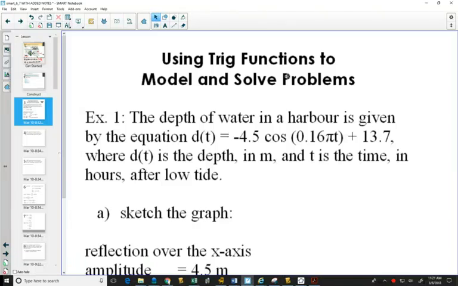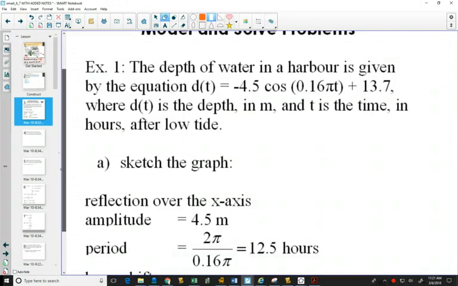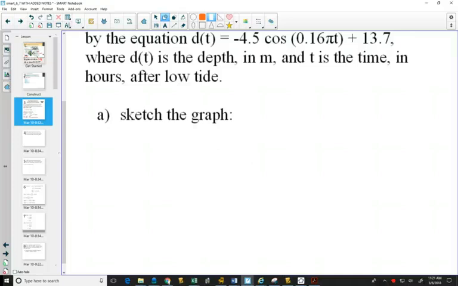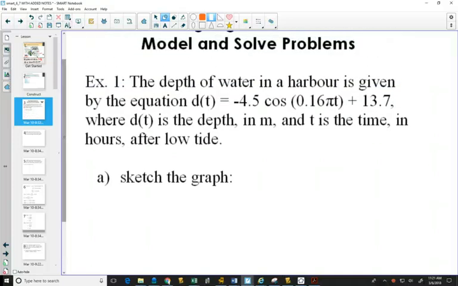Using trig functions to model and solve problems. So our first problem here is the easiest type of question because the equation is given to us. And whenever that equation is given to us, well, then we can just use DABC to graph it completely. So we've got our equation. Our depth is negative 4.5 cos 0.16 pi t plus 13.7.